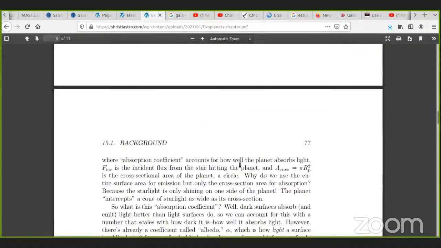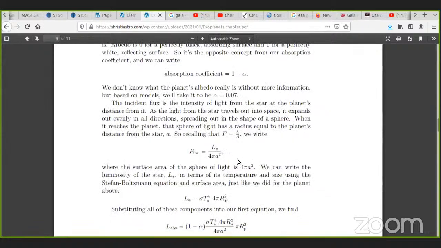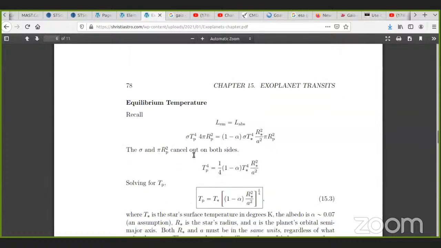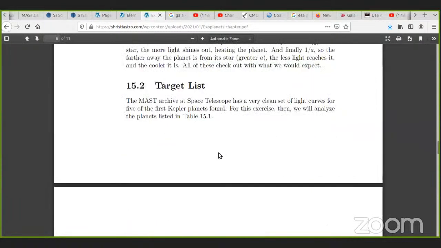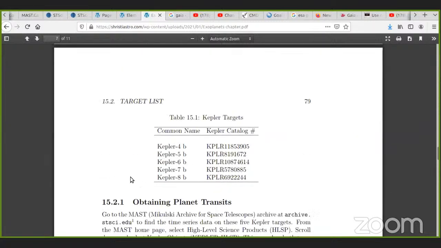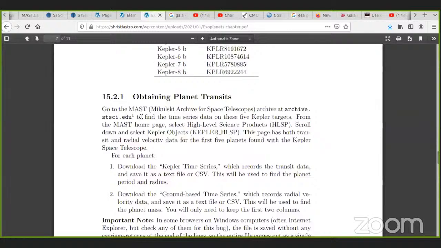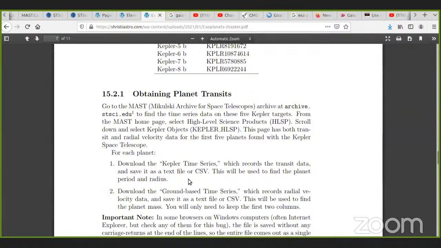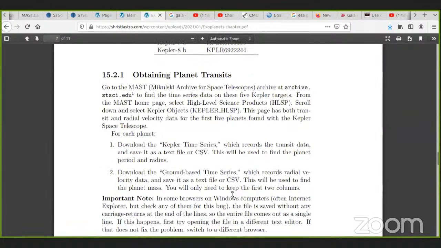And then you can do the absorption, get the absorption coefficient, etc., using this formula, and hence get the equilibrium temperature. What he's also given us, which I shared with you all on WhatsApp, was a target list. This is a good target list. There are 5 planets for which you need to find out all these parameters. That is the distance, the mass, the radius, the temperature, right? All these things. And here is the detailed method of how to do it.